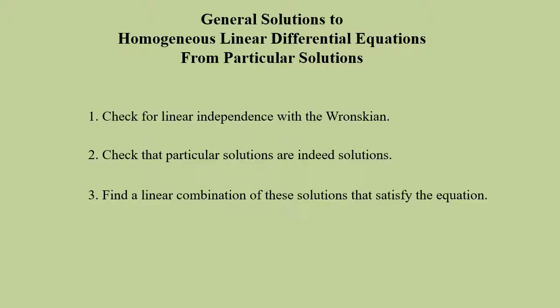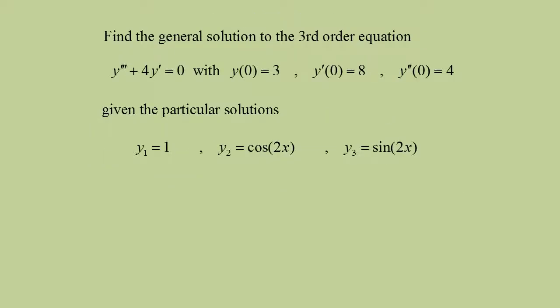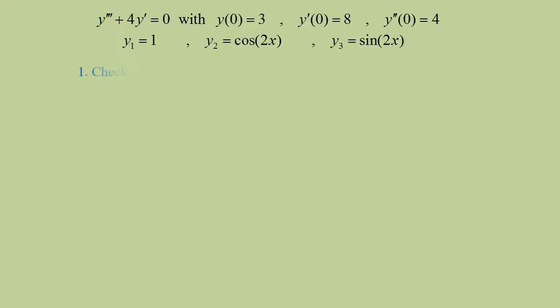So here are the steps that we're going to perform now that we know how to check for linear independence. So here's a third order equation with its initial conditions and 3 solutions. We need to check to see if they are indeed linearly independent and if they are indeed solutions. So we'll use the Wronskian to check for linear independence.